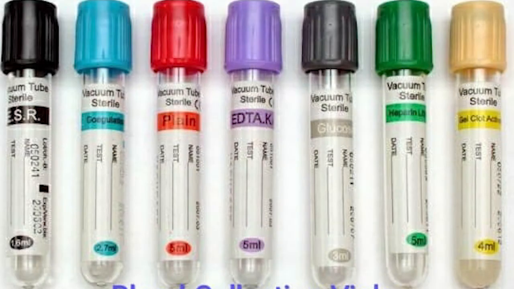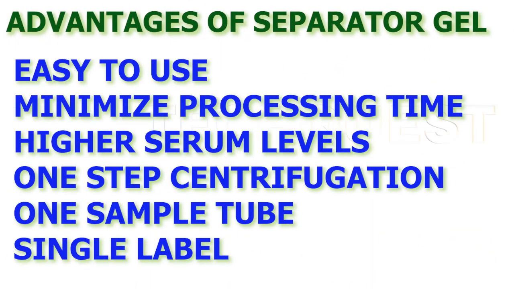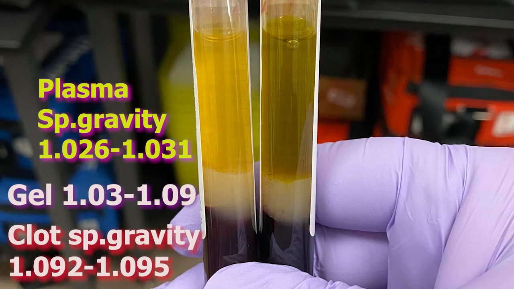Separator gels. Nowadays we have vacutainers and separator gels which separate the cells and the plasma. Separator gels are used to separate serum from clotted whole blood or plasma from cells. Serum separator tubes are easy to use, minimize the processing time, give higher serum levels, limit hazardous aerosolization, and need one centrifugation step, one sampling tube, and a single labeling system. During centrifugation, the thixotropic gel used in these tubes lodges between the packed cells and the top serum layer.